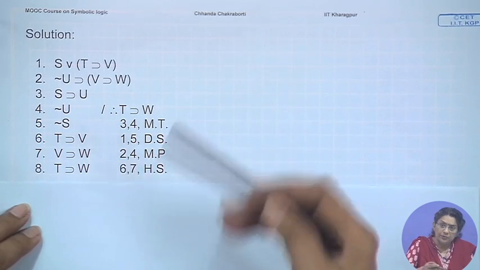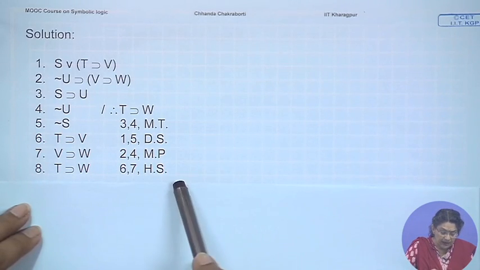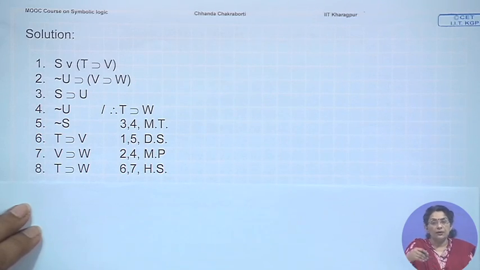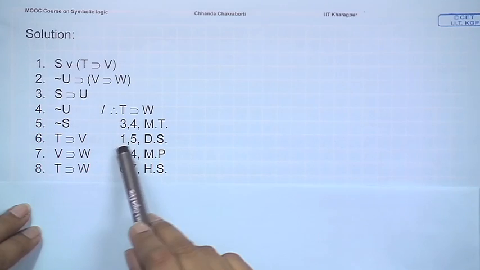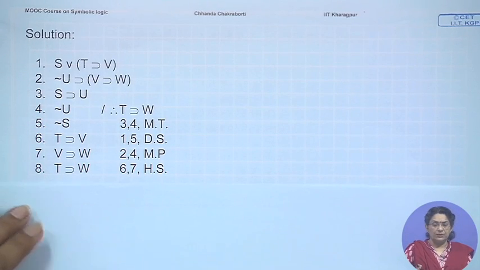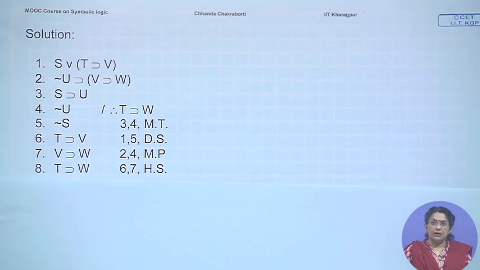The order is important. So, 6 and 7. By order I mean the order in the rule. So, the rule has a certain sequence given, and you follow that also in your citation of the lines. So, this is a proof that we have ready. This is how the rules of inference are applied.